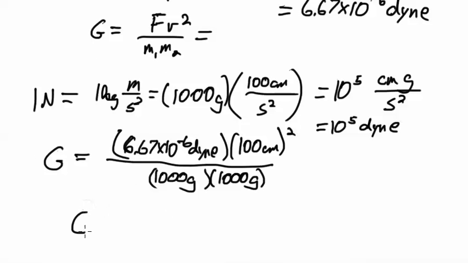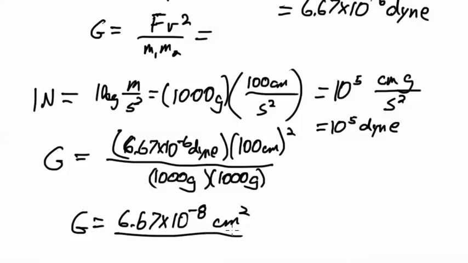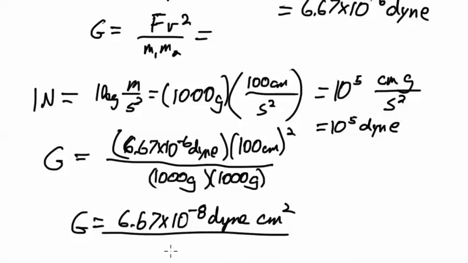And it turns out to be G equals 6.67 times 10 to the negative 8th dyne centimeters squared per gram squared.